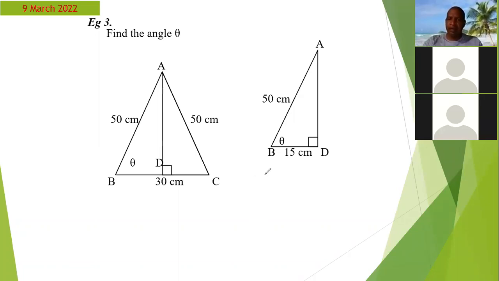So we would have adjacent over hypotenuse, which is the cos of the angle theta. In this case, which side would be the adjacent? That would be BD, sir. Yes, sir, over the hypotenuse, which would be AB.